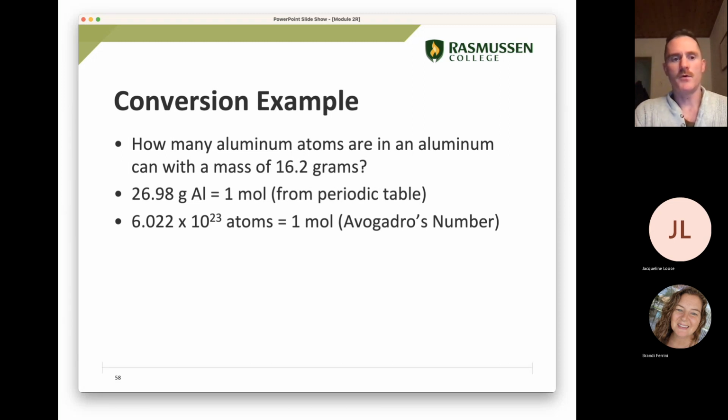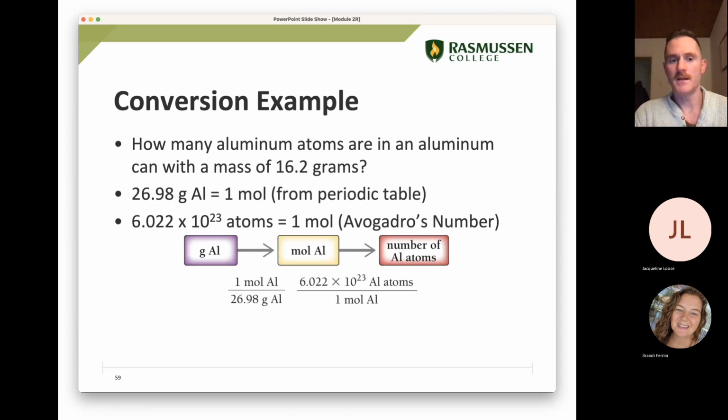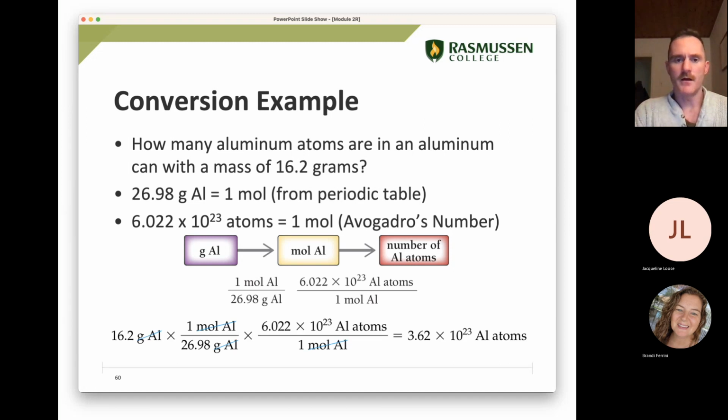And then you know that 6.02 times 10 to the 23 atoms of anything is equal to 1 mole of anything. So you have your 2 conversion factors right there, and you can set them up. And again, you can flip these either way. You can have 26.98 on the top or on the bottom. You just want to make sure that when you cross multiply and divide, everything cancels out nicely, which is why we have moles of aluminum on top here, and number of aluminum atoms on top here, because grams of aluminum cancels in the first calculation, and then moles cancels in the second. And you get 3.62 times 10 to the 23 aluminum atoms.